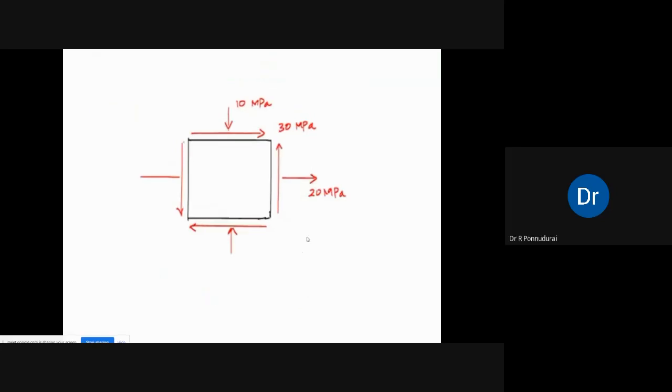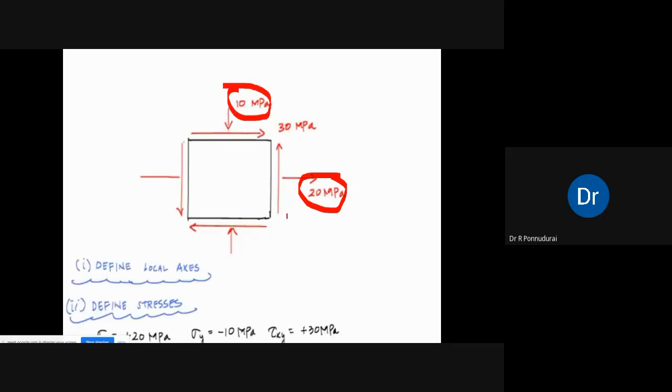So sigma x is 20 MPa, sigma y is minus 10 MPa, and tau xy is plus. Just remember the sign convention: on the element, if tau xy is upward, then take it as positive, but if tau xy is downward, take it as negative. Consider only the right face of this stress element.